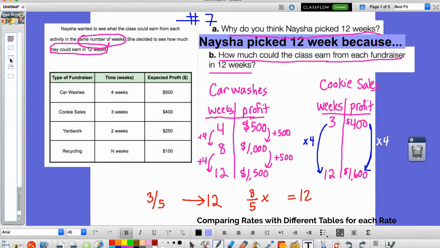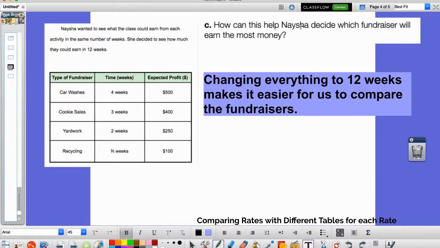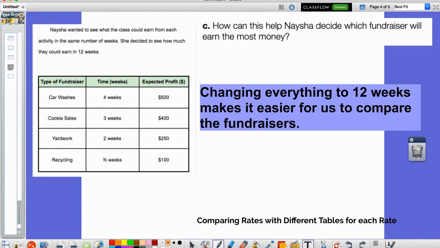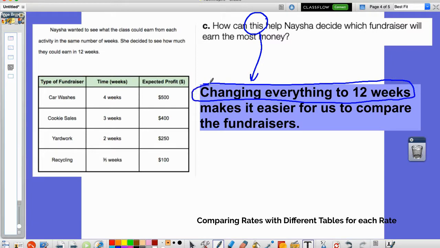I do want to talk about part C though in this problem. Part C says, how can this help Naisha decide which fundraiser will earn the most money? What do they mean by this? They're talking about this thing right here. Let me circle that. What question C is really saying is, how can changing everything to 12 weeks help Naisha decide which fundraiser will earn the most money? Here's my answer: changing everything to 12 weeks makes it easier for us, or Naisha, to compare the fundraisers. You can definitely put that or something like that in part C.